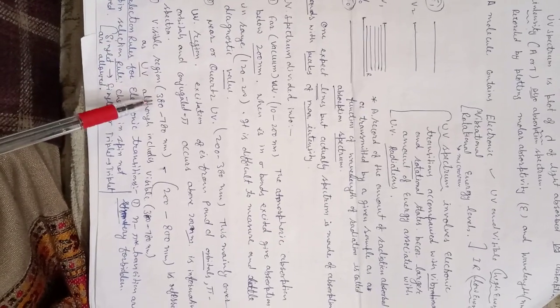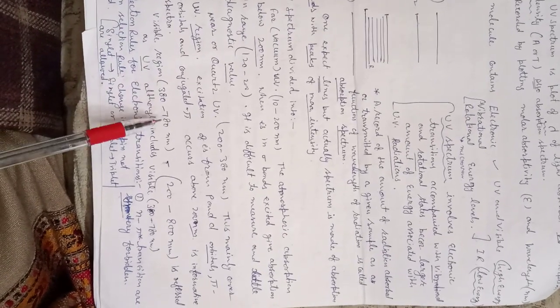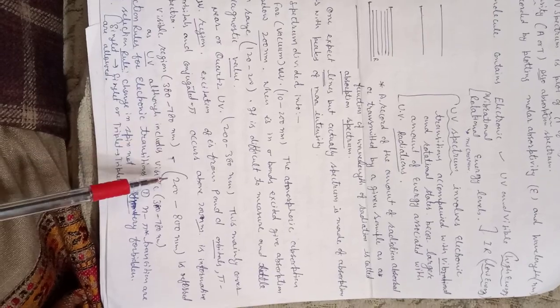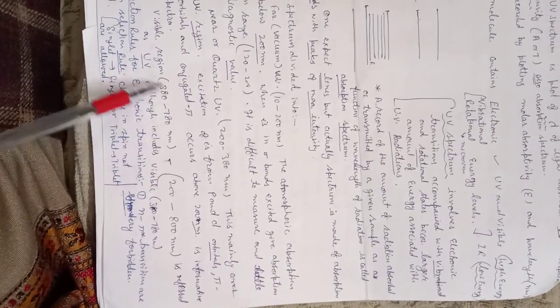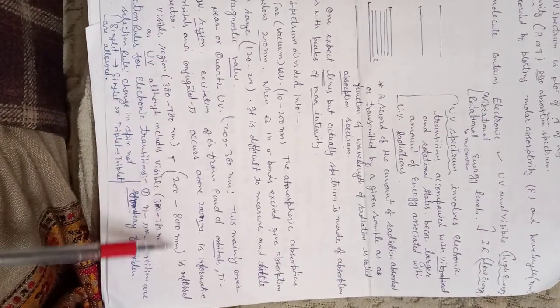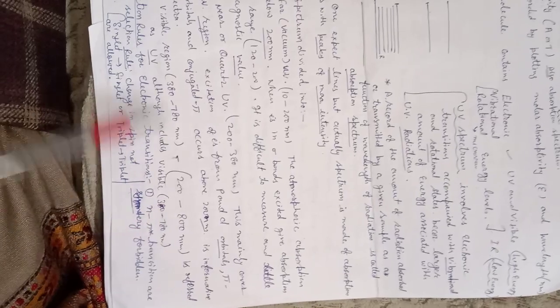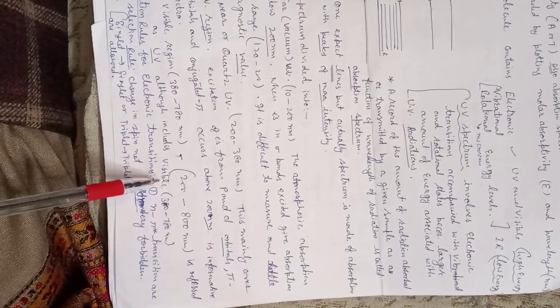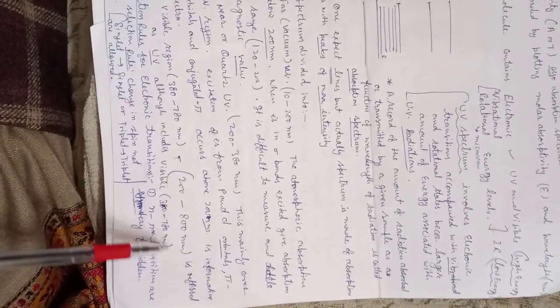The visible region involves 380 to 780 nanometers, and the combined region is 200 to 800 nanometers. It is referred to as UV, although it includes the visible region also.